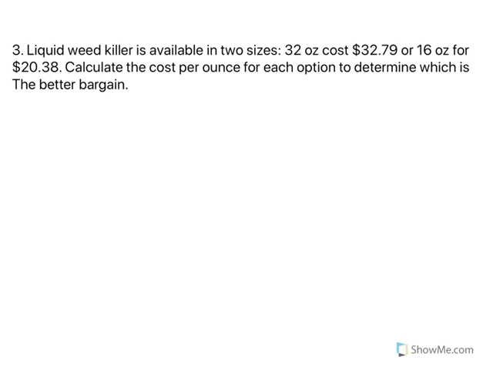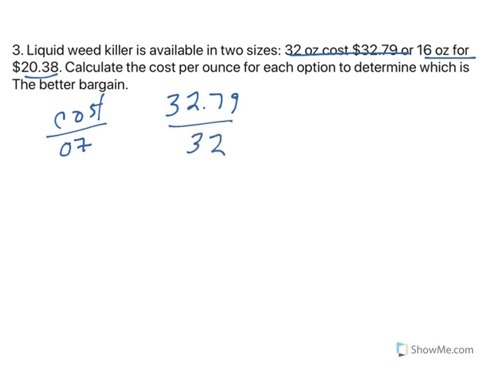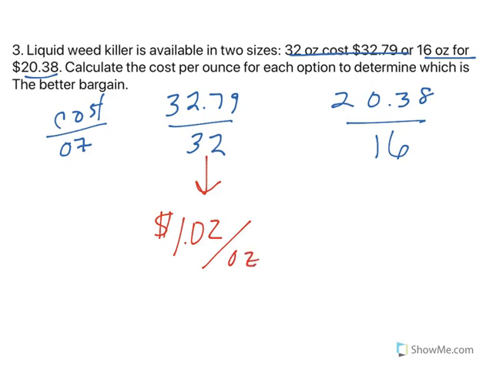Liquid weed killer is available in 2 sizes, 32 ounces for $32.79 or 16 ounces for $20.38. Cost per ounce. That means cost is on top, ounces are on the bottom. So we're looking at $32.79 over 32, and we're looking at $20.38 over 16. So we want to calculate this to determine the better price. Well, if you divide $32.79 divided by 32, you get $1.02 per ounce. You divide this one, and you get $1.27 per ounce.